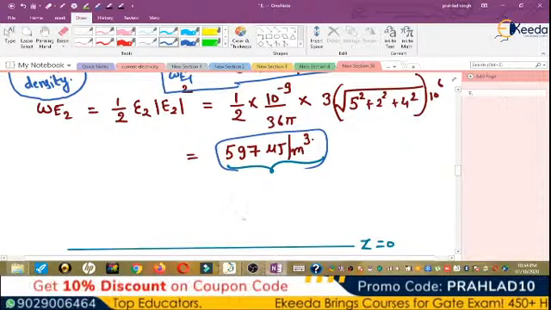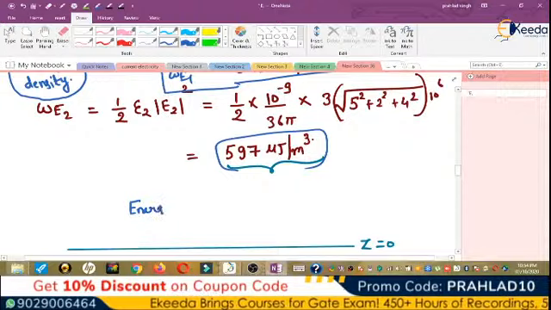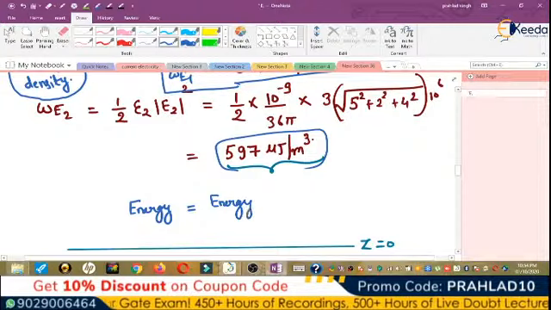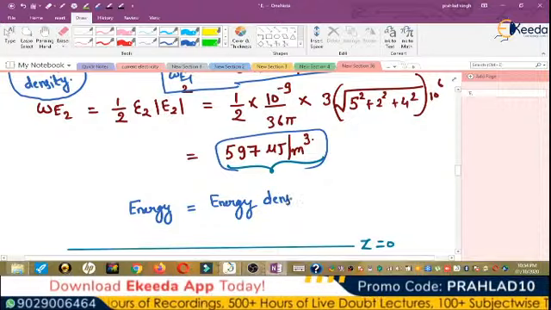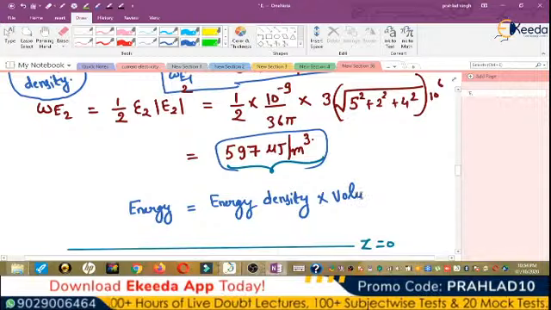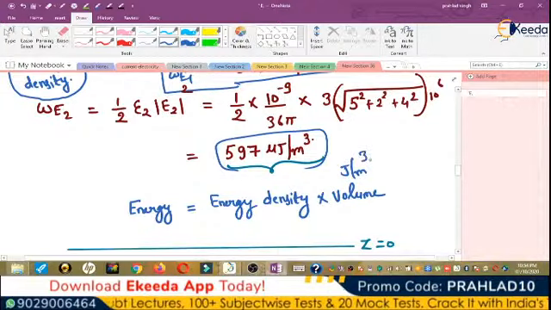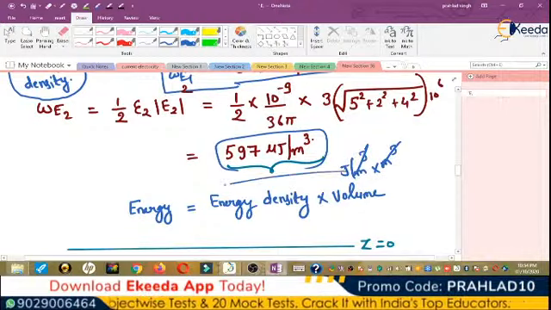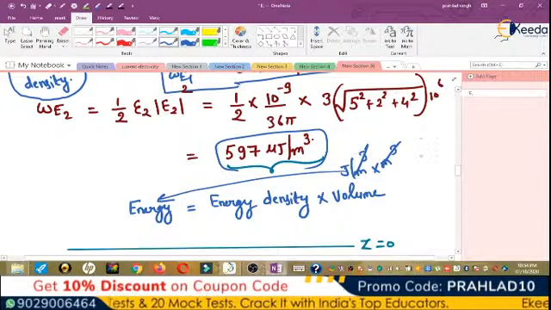It is in medium number 2. When we are asked to find the energy, the energy is equal to energy density into volume. Right? This is energy density. Energy is equal to energy density, and we simply multiply with the volume, because joule per meter cube is the unit of energy density, into meter cube. So this will cancel, and the unit of energy will be obtained here.